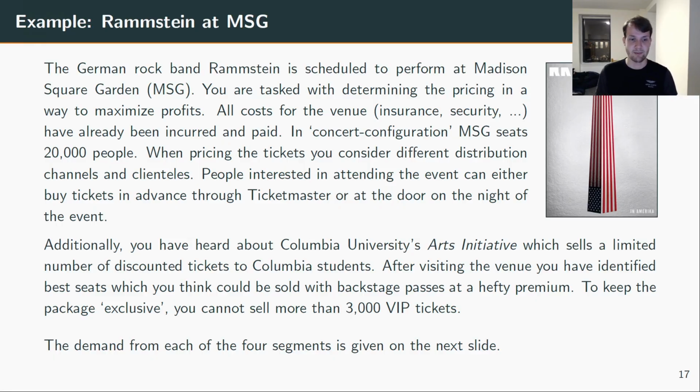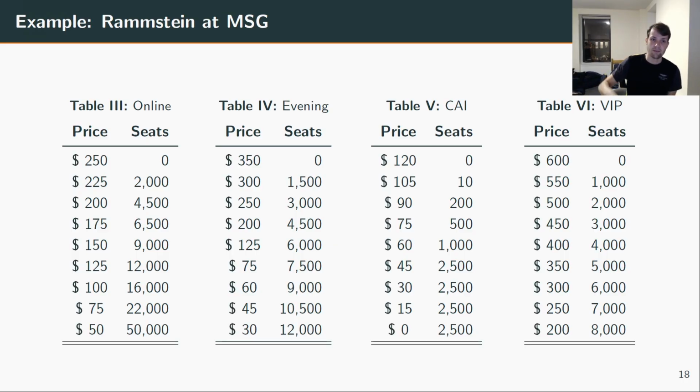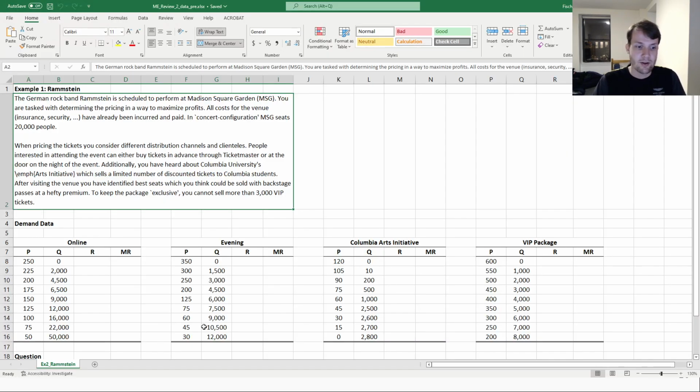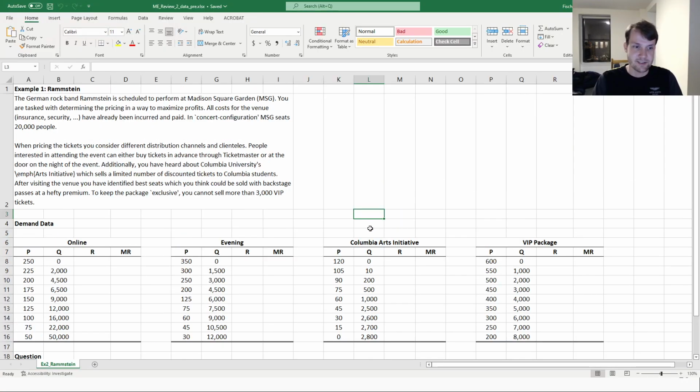So that's really limited. And the demand for each of the segments, the willingness to pay, is here. This is already aggregate, or accumulated: at $350, no students are going to buy tickets, and so on and so forth. We're going to look at this in Excel, since this makes it a lot easier.